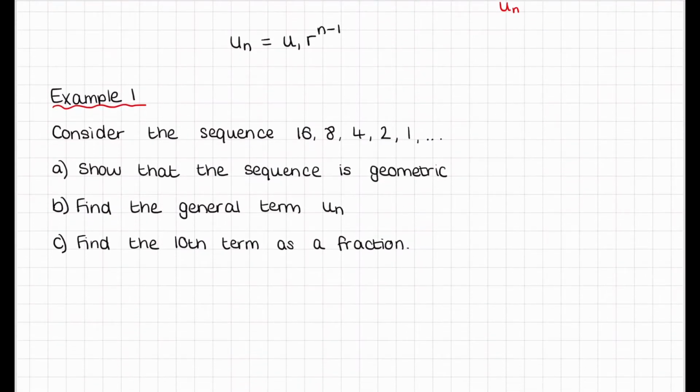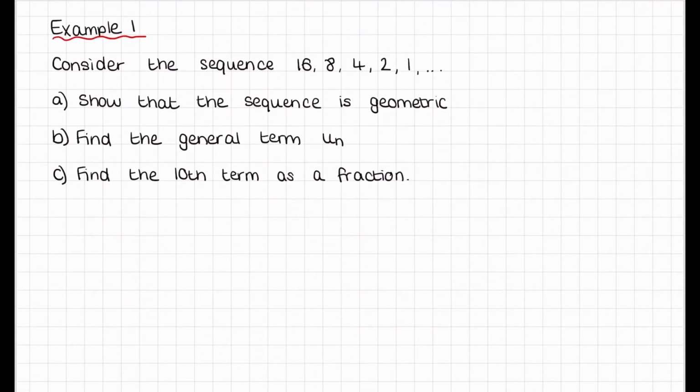The first one, we have the sequence 16, 8, 4, 2, 1. Show that the sequence is geometric, find the general term, so find the formula, and then find the 10th term as a fraction. So for part A, show the sequence is geometric. What I want to do here is show that r would equal 8 divided by 16, so that equals a half.